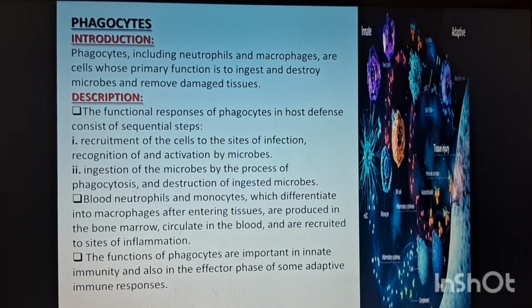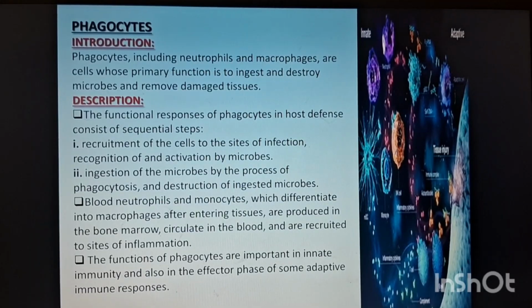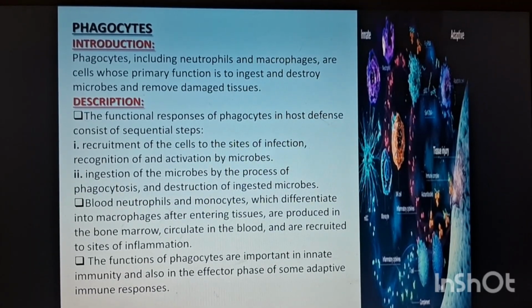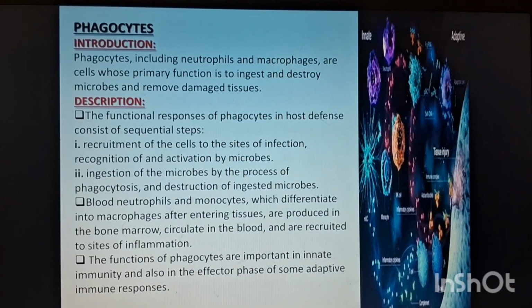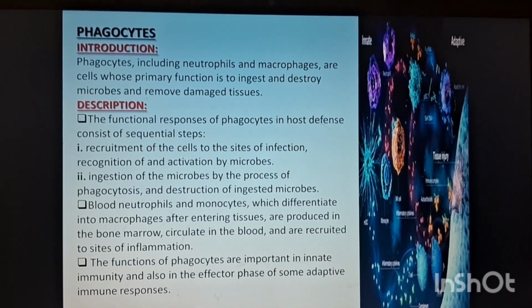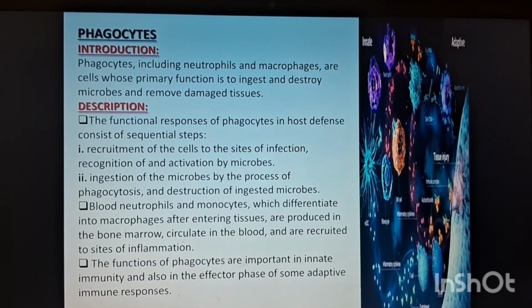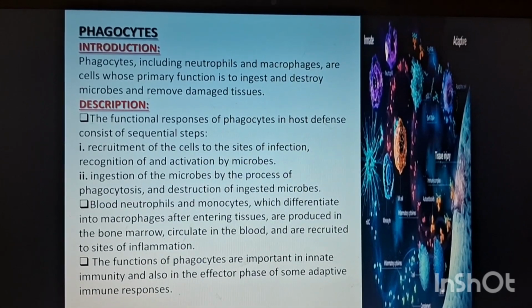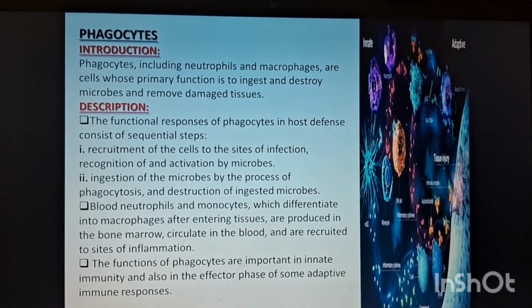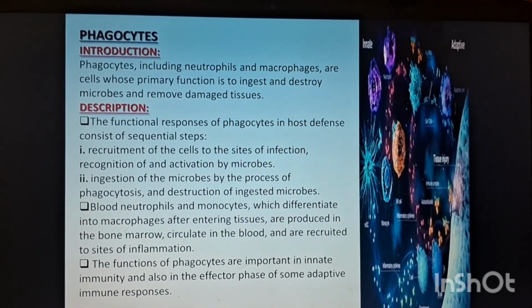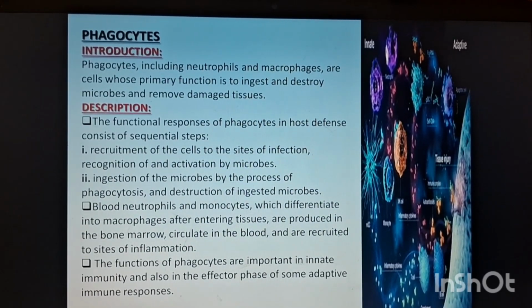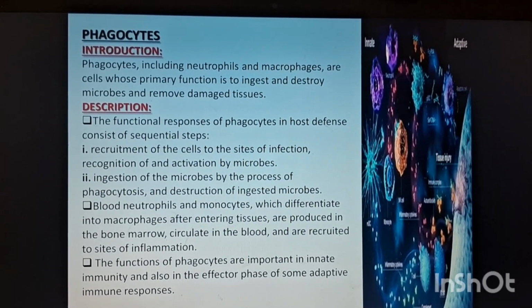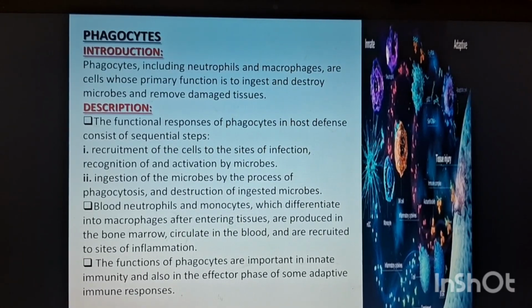First, recruitment of the cells to the sites of infection and recognition of and activation by microbes. Next, ingestion of the microbes by the process of phagocytosis and destruction of ingested microbes. Blood neutrophils and monocytes, which differentiate into macrophages after entering tissue, are produced in the bone marrow, circulate in the blood and are recruited to sites of inflammation.